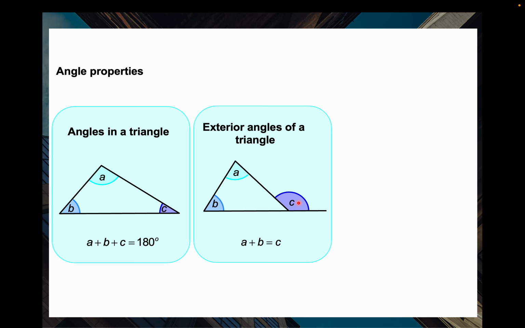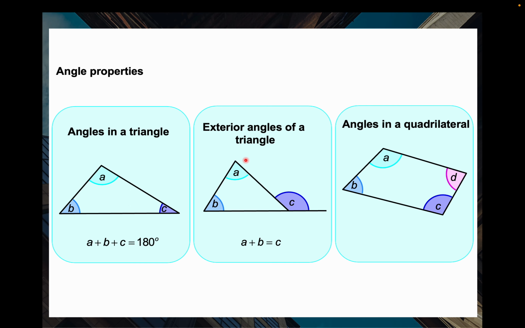You can write down this property for the other angles, for example. Whatever the angle over here is, that angle plus A will be the same as the exterior angle over here. And you can say the same for the other exterior angle over here as well. So the sum of B plus whatever the angle over here is will be the same as this one.